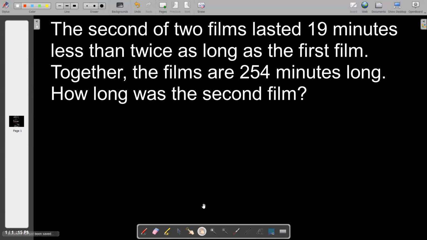So when I read the first sentence, which film am I talking less about, the first or the second? Definitely the first. The entire description is about the second film. So we're going to let X equal the length of the first film. The first is the one that we know less about.